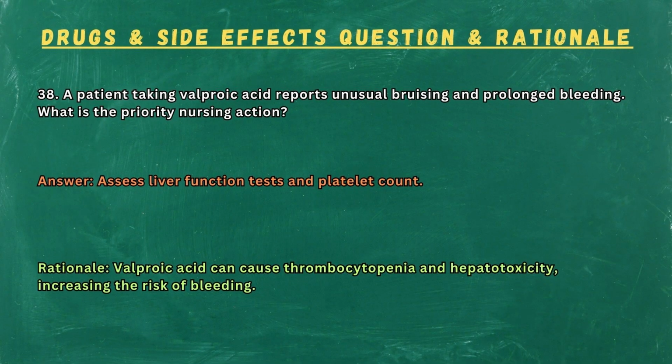38. A patient taking valproic acid reports unusual bruising and prolonged bleeding. What is the priority nursing action? Answer: assess liver function tests and platelet count. Rationale: valproic acid can cause thrombocytopenia and hepatotoxicity, increasing the risk of bleeding.